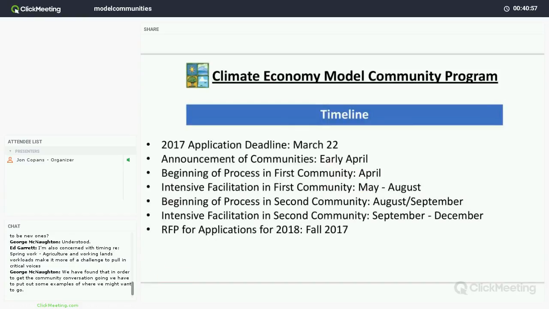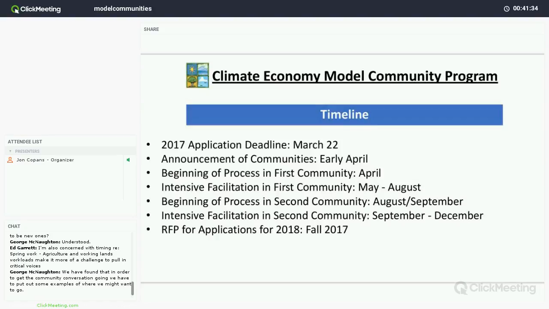So finally, let me run through a timeline here. And this may connect. I see a question about timing related to spring work and whatnot. We will, as I noted at the top, select 2 communities to work in 2017. And the idea is we will work in those communities one after the other in terms of the intensive facilitation process. So what that means is kicking off this program in a first community in late spring. I would say April.